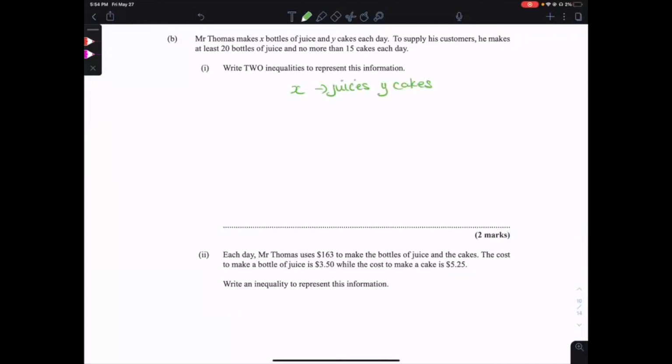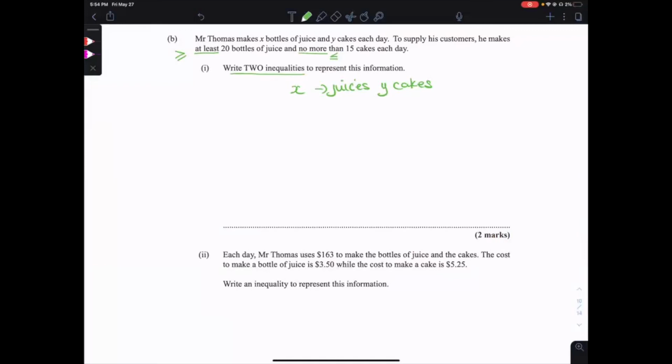He makes at least. At least means greater than or equal to. So write down that the word at least means greater than or equal to, and no more than means less than or equal to. So these two phrases in linear programming, we need to be mindful of. Write two inequalities to represent this information.